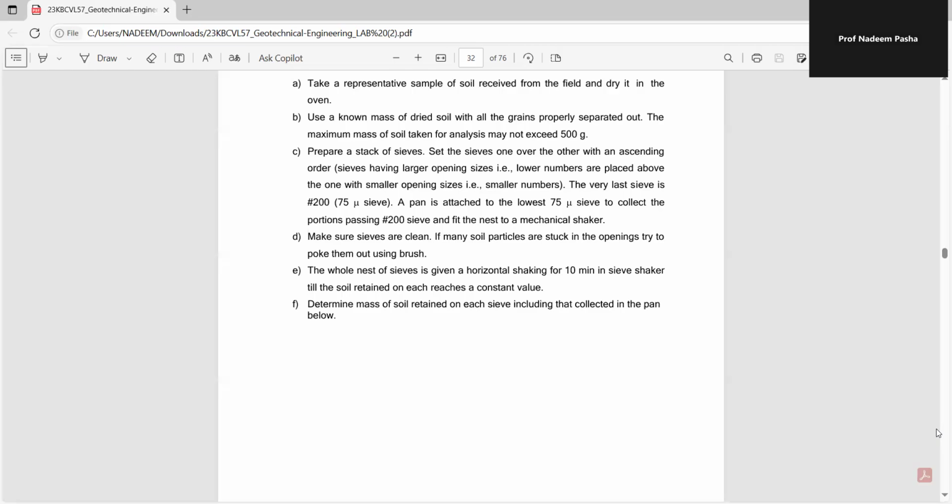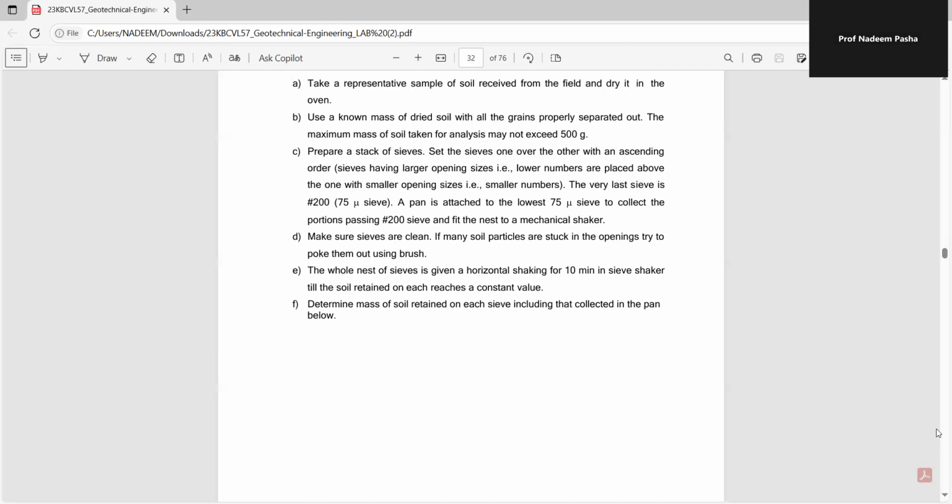Prepare a stack of sieves. Place the sieves one over the other in ascending order. Sieves having larger openings, that is lower numbers, are placed above the ones with smaller openings, that is higher numbers. The very last sieve is number 200, that is 75 micron. A pan is attached below the lowest 75 micron sieve to collect the portion passing through the 200 sieve, and feed it to a mechanical shaker.